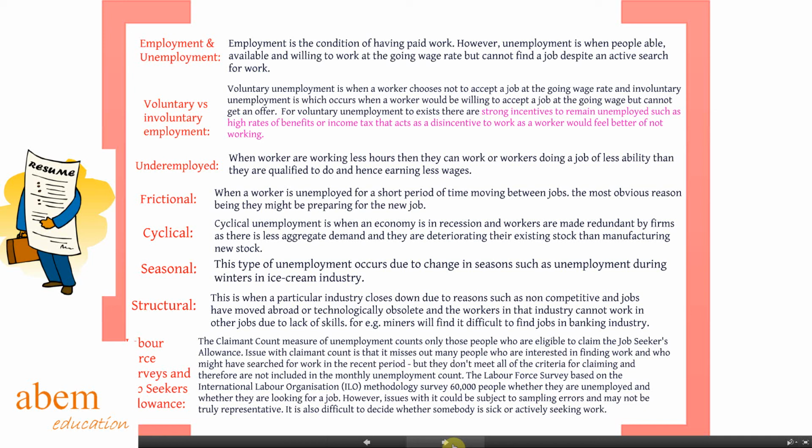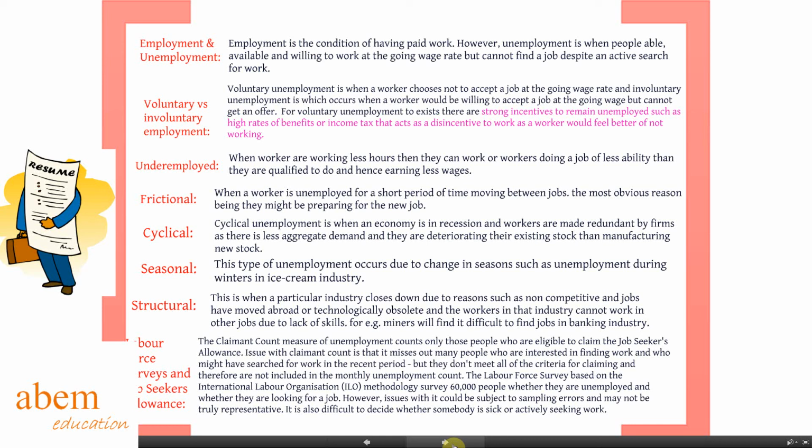Frictional is when a worker is moving between two jobs. The obvious reason being they might be preparing for the new job, or it's the difference between the finishing of the last job and before you start the new job. There might be a time gap in between. Cyclical unemployment is when an economy is in recession. Workers are being made redundant by the firm, so there is less demand in the economy. These firms might be getting rid of their existing stock rather than manufacturing more.